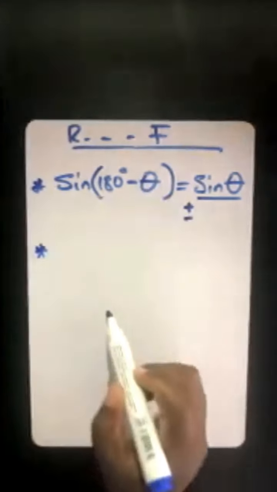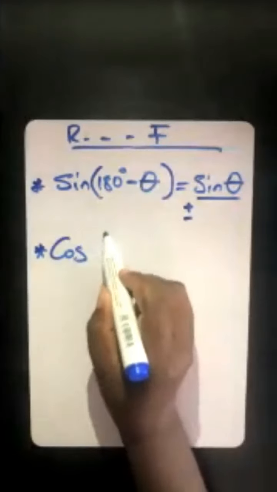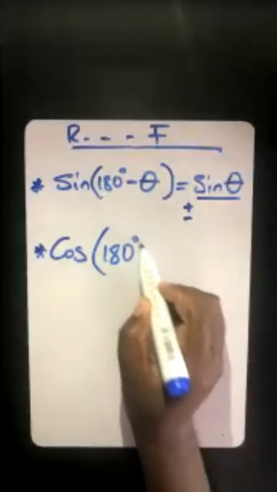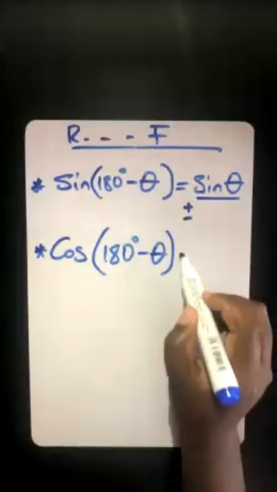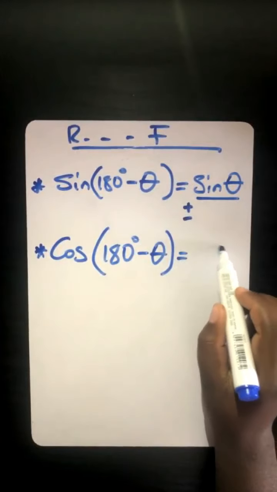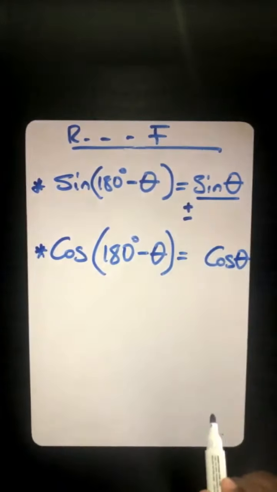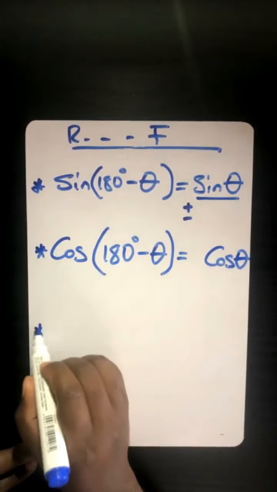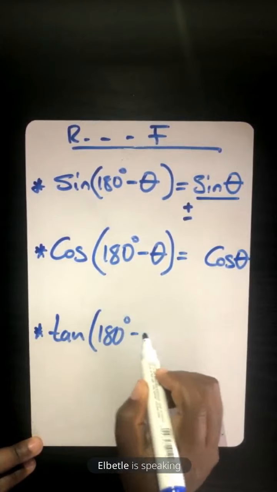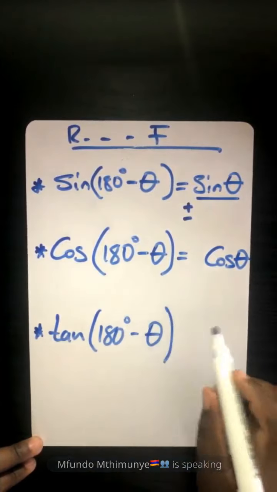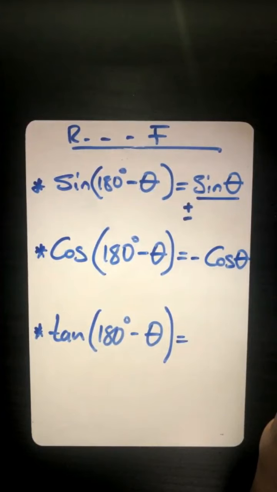So now, let's see again. In terms of cos, if we use 180 degrees minus angle, one thing for sure we know is it's going to be cos angle. But now, is it going to be positive or negative? Negative. 100%. So we are going to have negative cos angle.